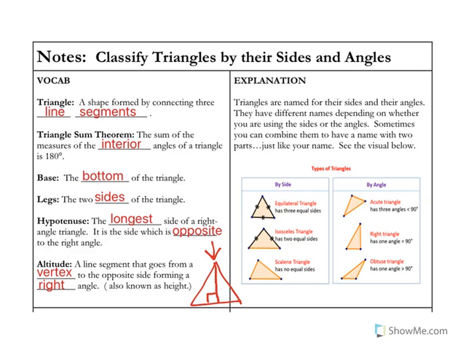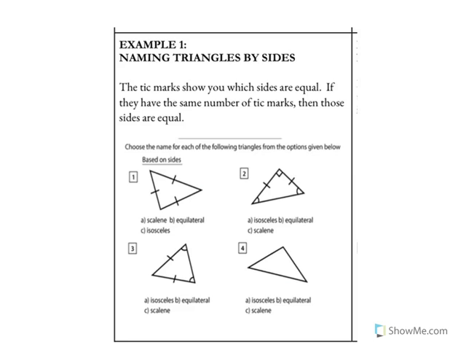Then if we think about it by its angle, an acute triangle has three angles that are less than 90 degrees. A right triangle has one angle that's 90 degrees, and an obtuse triangle has one angle that is greater than 90 degrees. Let's take a look at an example.